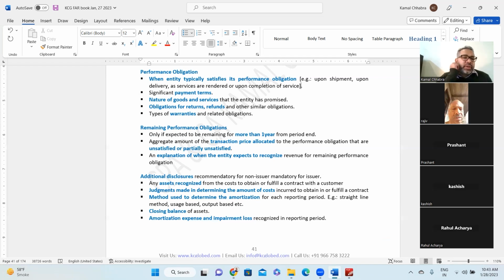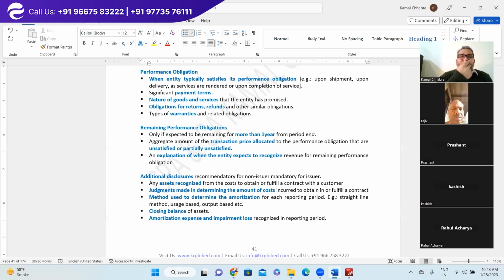The nature of goods and services that the entity has promised. So it's about the nature of goods and services which you offer. If you are a manufacturing company, then what all goods you are producing. If you are a service company, what all services you are providing, right? Then obligation for refunds or returns, which is similar, and type of warranties and related obligations.